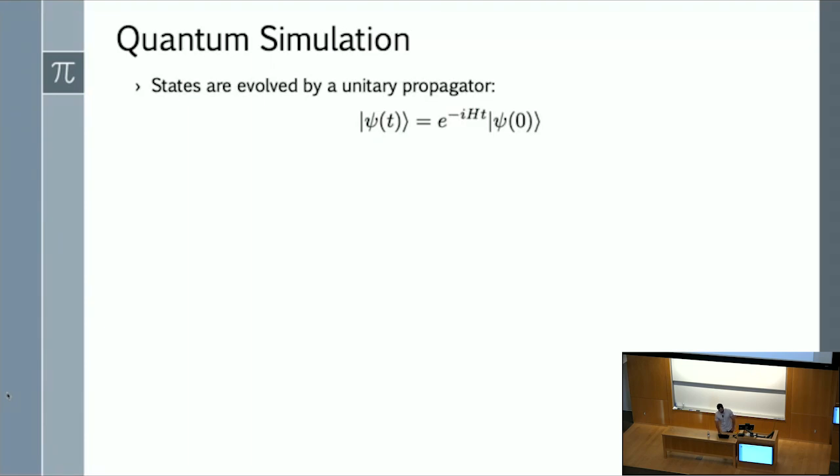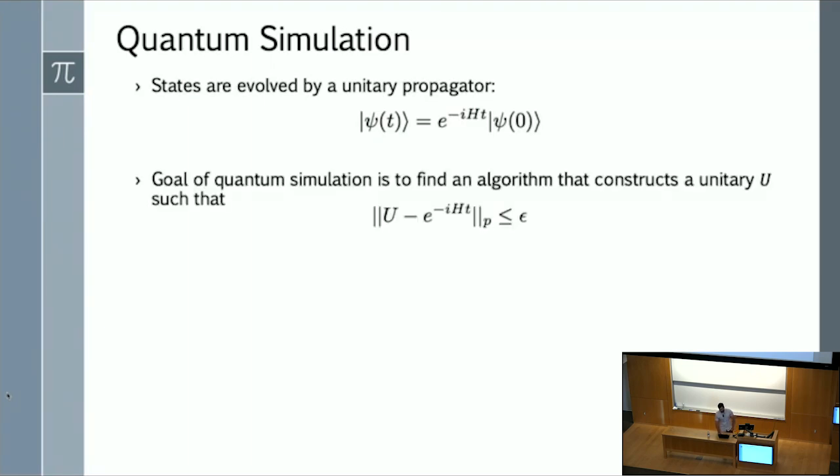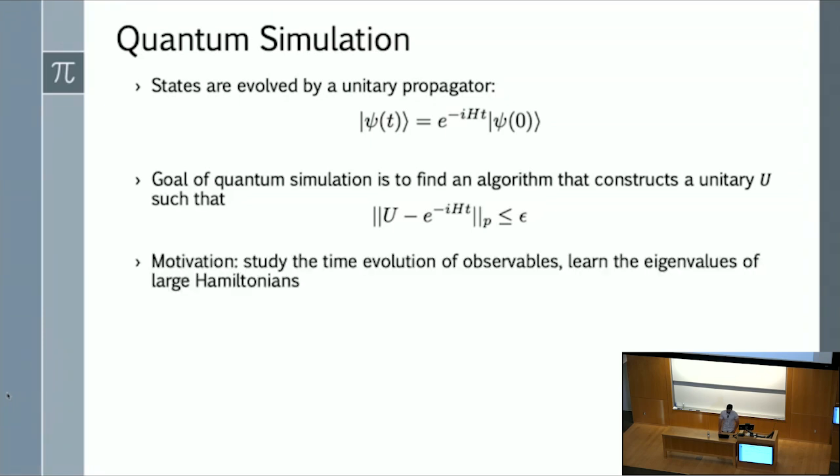Okay, so briefly, we know states are evolved by the unitary propagator. I'm talking about digital simulation here. So we're going to implement some unitary that's going to approximate this propagator within some p-norm or epsilon. And motivation, yeah, we can study the time evolution of certain observables or quantities of interest, or learn the eigenvalues. And similarly, with the dissipative dynamics, we can study the time dynamics of these dissipative observables.